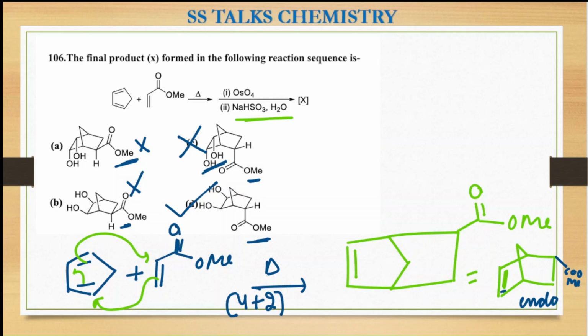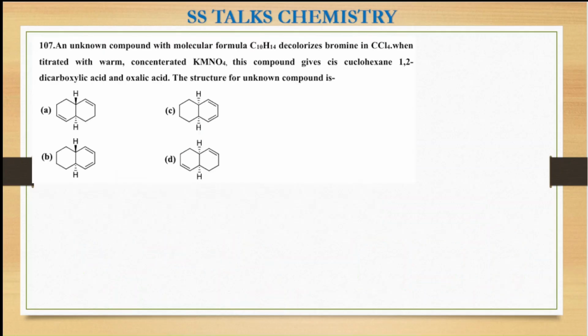Okay, now let us move on to the next question, this one. It says that an unknown compound with the molecular formula C10H14 decolorizes bromine in the presence of CCl4. That means unsaturation is there, and due to that this decolorization arises. When it is treated with warm concentrated KMnO4, the compound gives us cis-cyclohexane-1,2-dicarboxylic acid, and oxalic acid is also formed. What is the structure of this particular compound?